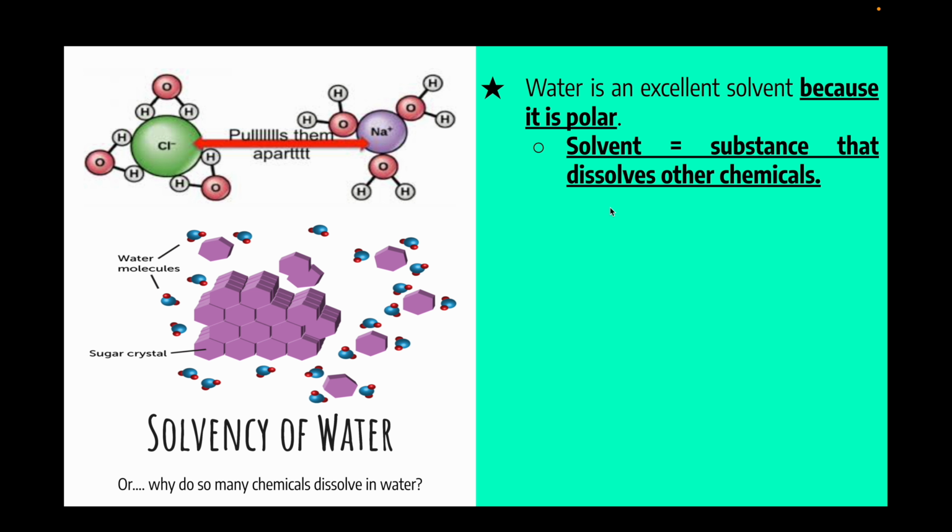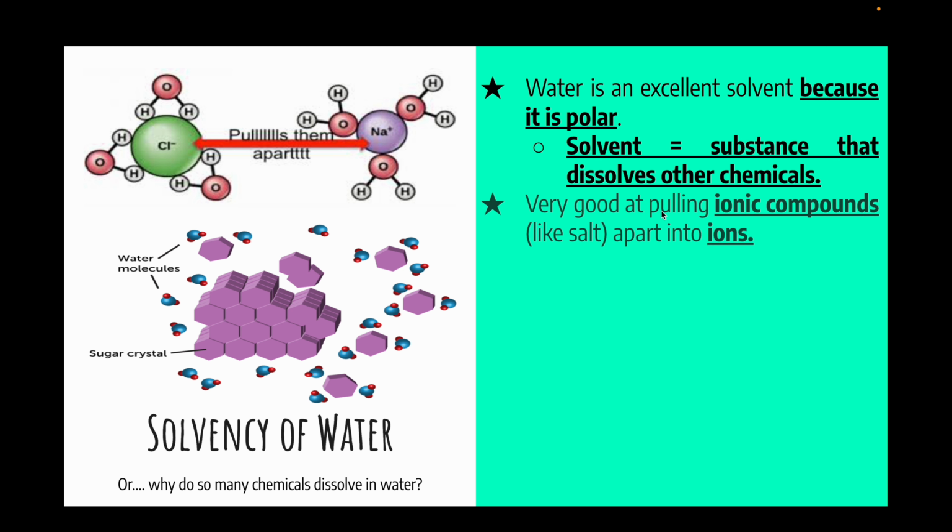You could think of, for example, when you're making Kool-Aid, it's a powder, but it's not going to remain a powder, right? It's going to dissolve into the water, create a homogeneous mixture, and you're going to drink that Kool-Aid, right? Remember, like dissolves like, so polar water dissolves polar substances and ions. All right, so that means it's very good at pulling ionic compounds like salt apart into ions. Here you can see this molecule being pulled apart to form ions, right?